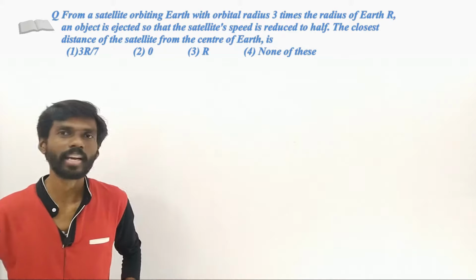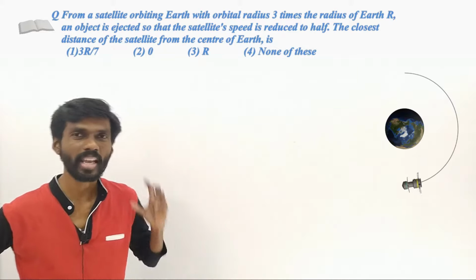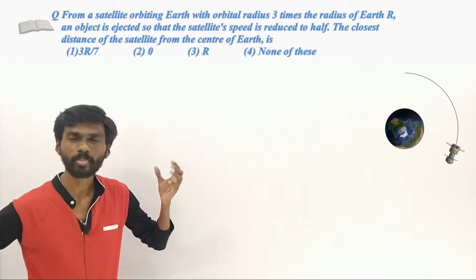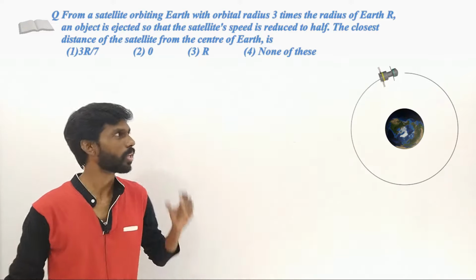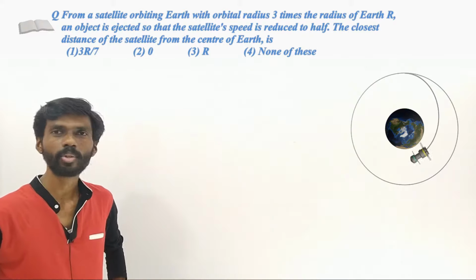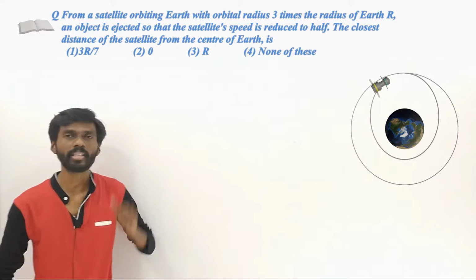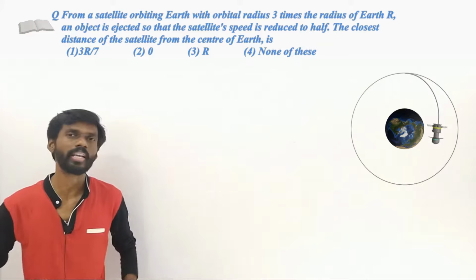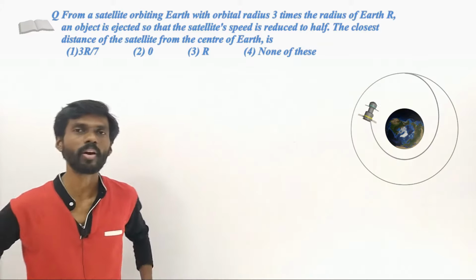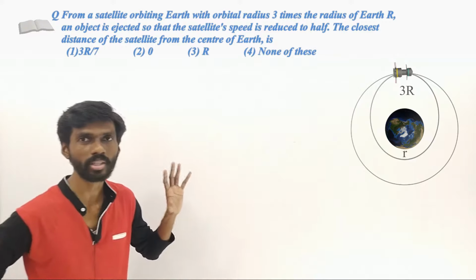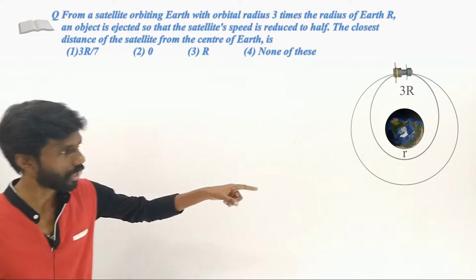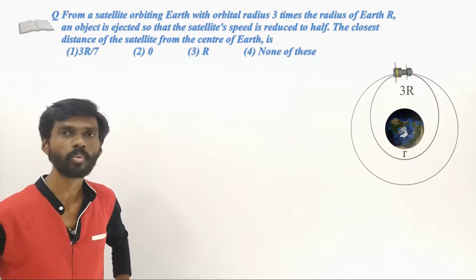As long as the satellite is moving with the orbital speed, it will stay in the circular orbit, but once the speed is reduced, it will start moving in an elliptical orbit. Here some object is ejected from the satellite, and due to momentum conservation, the speed of this satellite is reduced. With the reduced speed, it will start moving in an elliptical orbit. So the distance of the satellite from the center of the Earth does not remain constant. It gets a little closer at the lowermost point, and that distance is what we need to find.